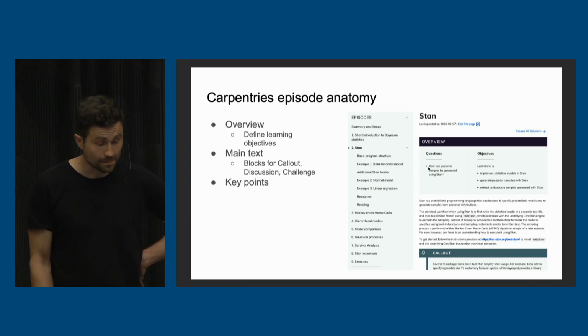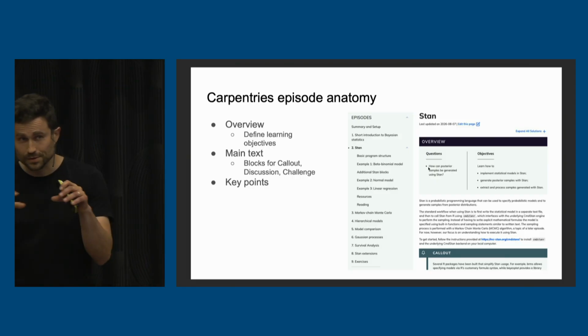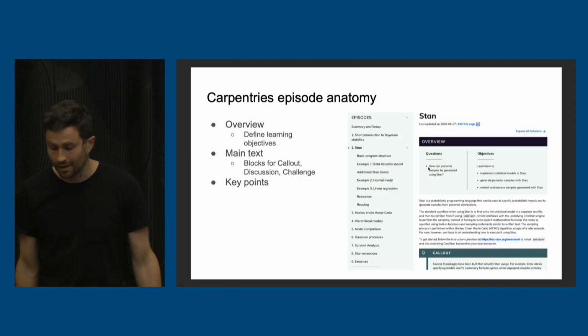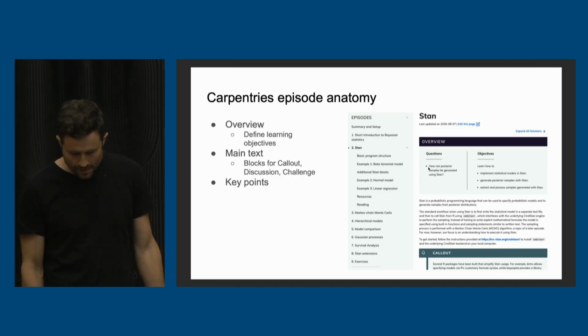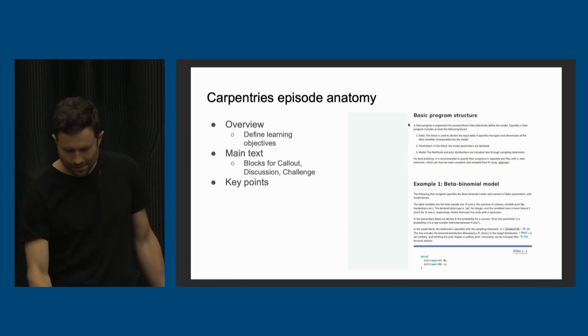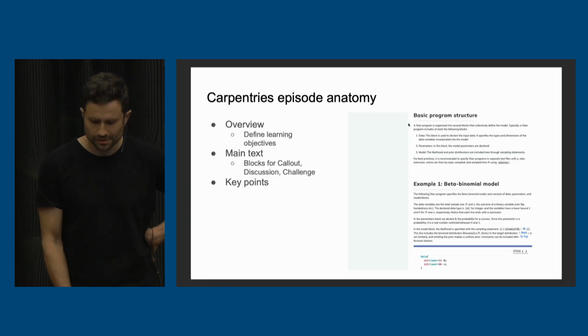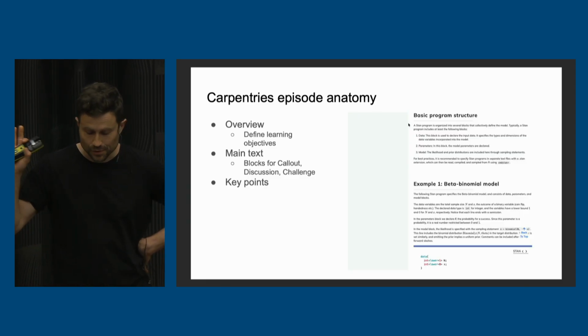And after that comes the main text, which is basically just rendered markdown code with some special ingredients, like the callout block you can see here. So the callout block is something that sort of interrupts the main storyline to give you some additional non-essential information. Then we can scroll down the episode. Here we present the basic Stan program structure. And I'm sure you can notice that the level of verbosity is minimal here.